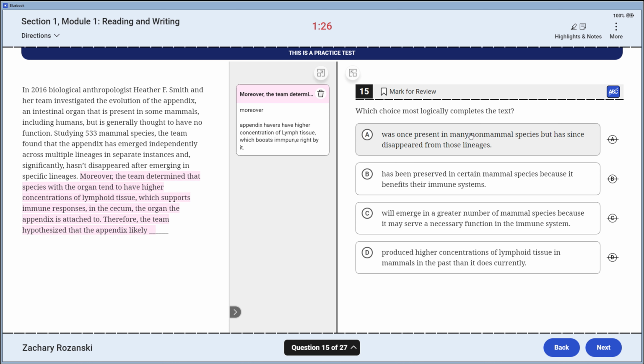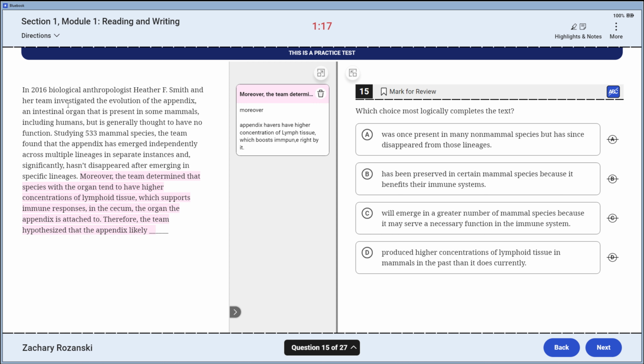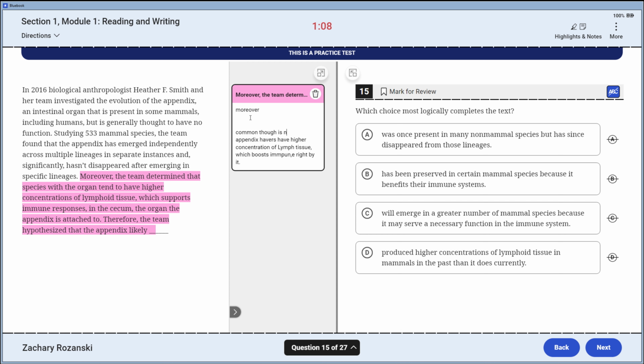Was once present in non-mammal species, but has since disappeared. I see mammal in both of these, so I want to know if that moreover is touching mammals. Smith and her team investigated the evolution of the appendix that was present in some mammals, but is generally thought to have no function. Common thought is no function. Okay. Looking at 553, the appendix evolved independently and across multiple lines separately and significantly and has not gone away. Okay. So I can engage.